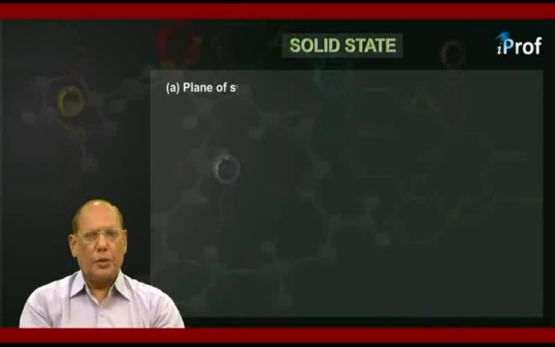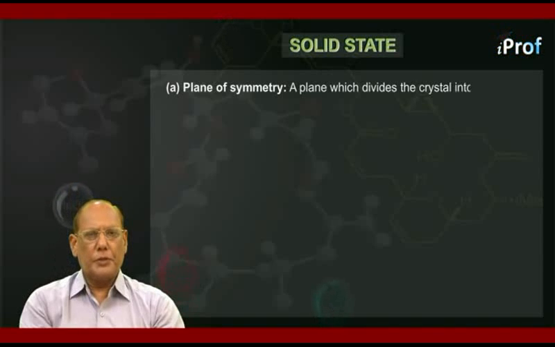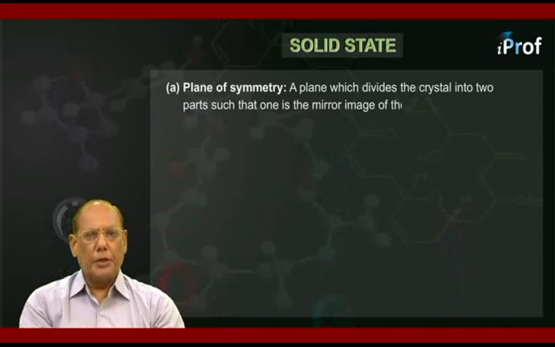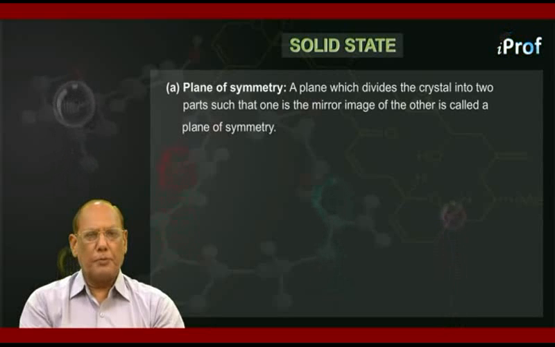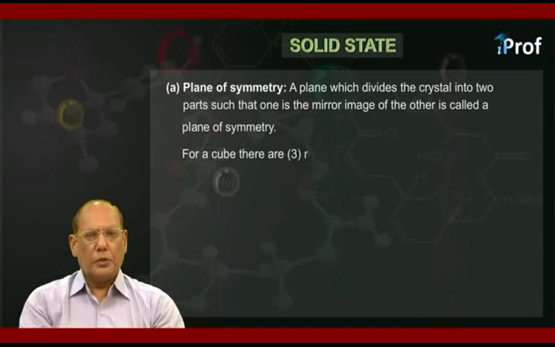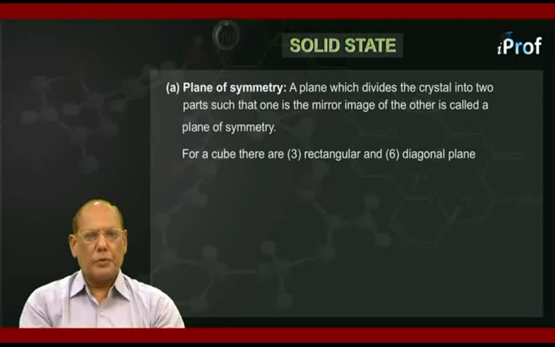A. Plane of symmetry. A plane which divides the crystal into 2 parts such that one is the mirror image of the other is called a plane of symmetry. For a cube, there are 3 rectangular and 6 diagonal planes of symmetry.